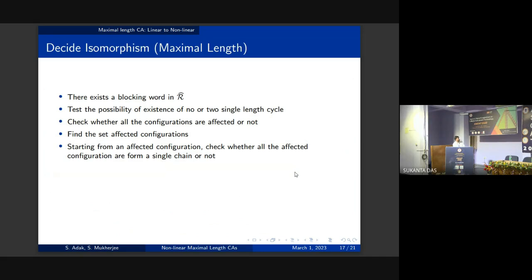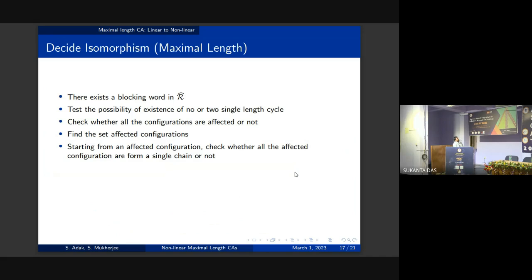So these are some important steps of our developed algorithm. At first, we take as input of our algorithm a linear maximal length CA. Obviously there are only two rules, rule 90 and 150. Then, followed by some method, we change one or more positions from the linear rules to non-linear ones. And then we check whether there exists a blocking word in the new CA or not.